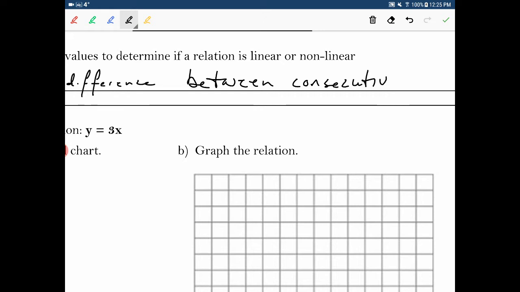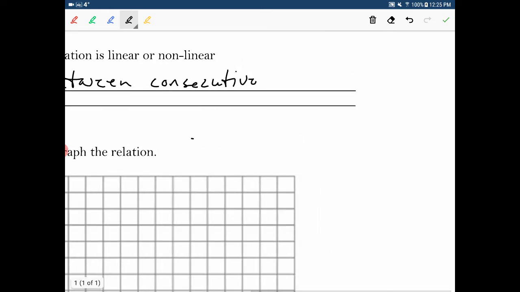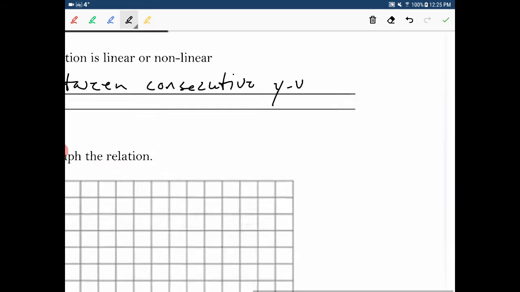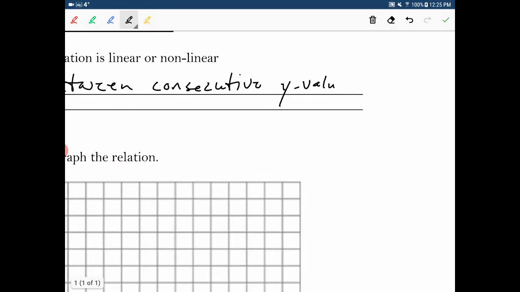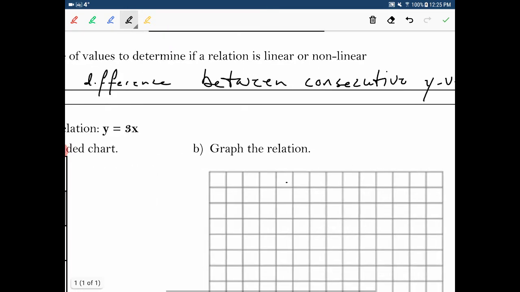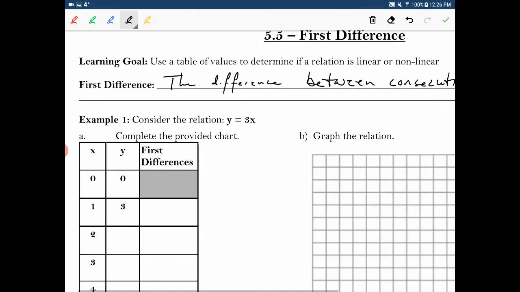Consecutive meaning one after the other, so the x values would have to be going up by the same amount, or by one specifically. Okay, y values in a relationship.